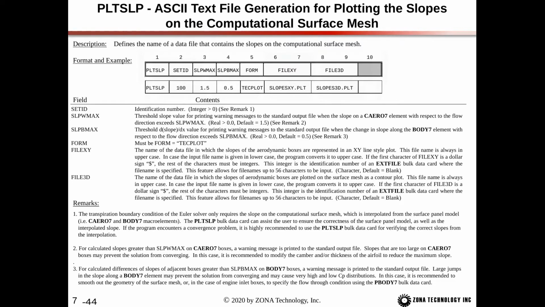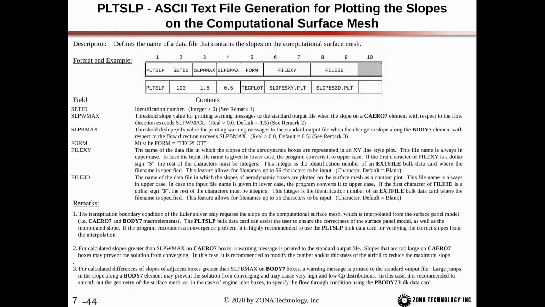messages. So this is the threshold slope value for printing a warning message to the standard output file when the slope of a C07 element with respect to the flow direction exceeds this value, which the default is 1.5. So if the plot slope card is not in your input, then the default value of 1.5 is used. So when the slope of a box on a C07 exceeds 1.5, a warning message is printed out to the output file. And so you'll want to take a look at that and see, is this actually a problem, or is this what my model actually is?